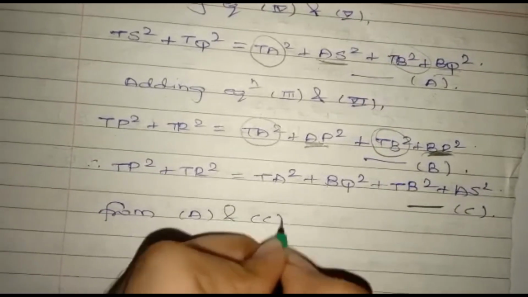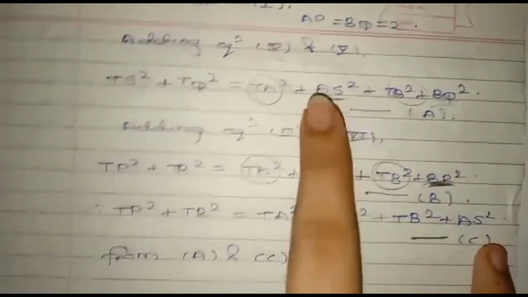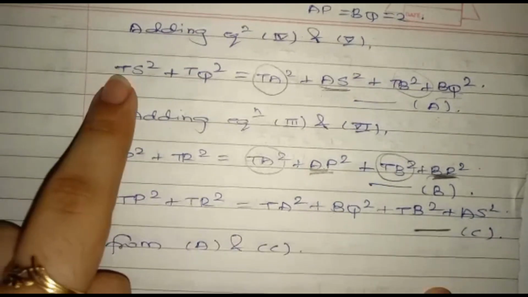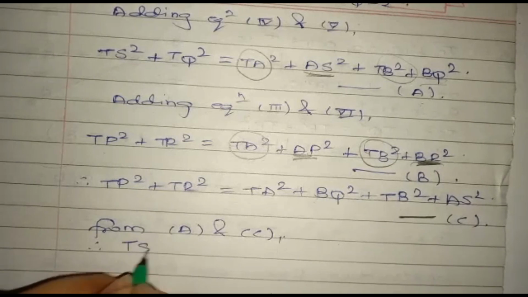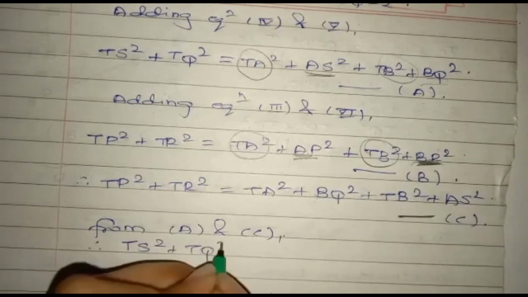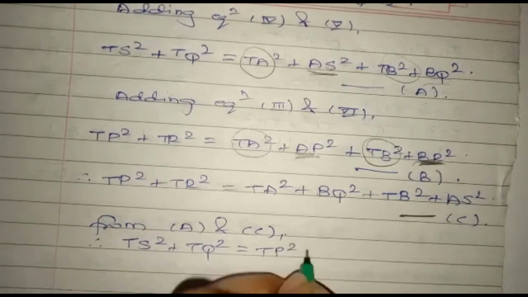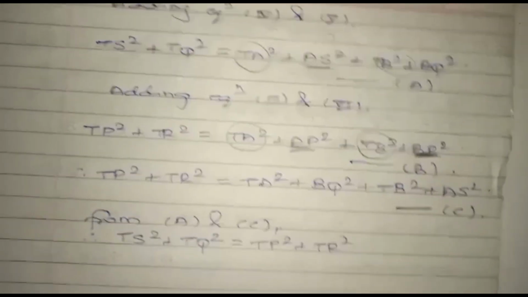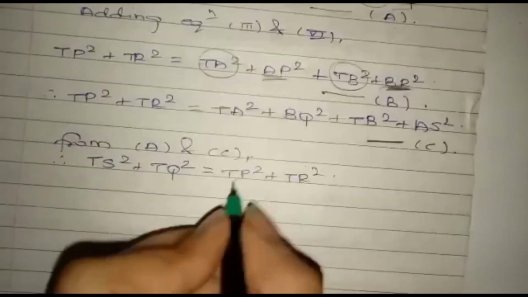Okay. Now from A and C, since right hand side of these two equations A and C are equal, therefore we can conclude that TS square plus TQ square is equal to TP square plus TR square.